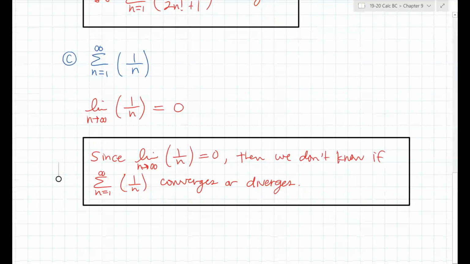Okay? Even if it doesn't go to 0, they can still diverge? Yeah, this one actually does diverge. Yeah, this series is a divergent series.